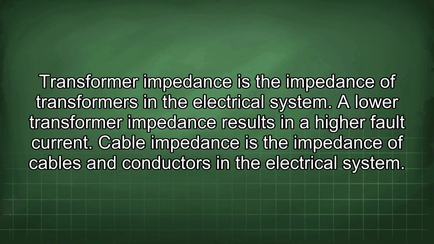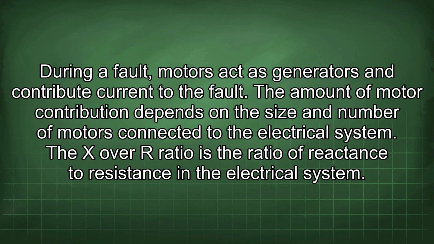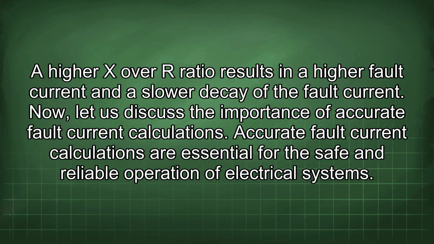Cable impedance is the impedance of cables and conductors in the electrical system. The impedance of cables depends on their length, size, and material. Longer and smaller cables have higher impedance, resulting in lower fault current. Motor contribution is the contribution of motors to the fault current. During a fault, motors act as generators and contribute current to the fault. The amount of motor contribution depends on the size and number of motors connected to the electrical system. The X/R ratio is the ratio of reactance to resistance in the electrical system. A higher X/R ratio results in a higher fault current and a slower decay of the fault current.